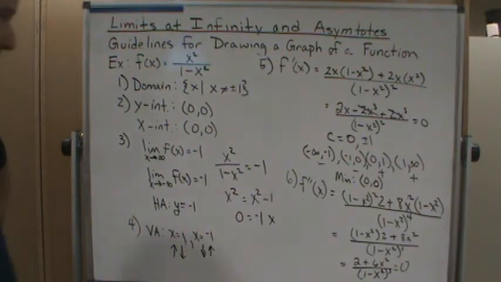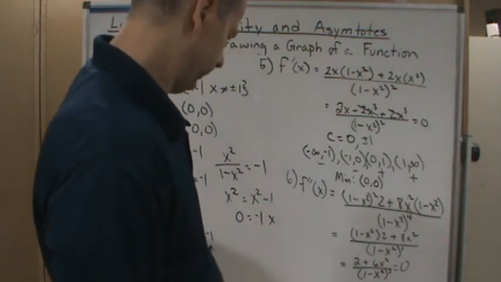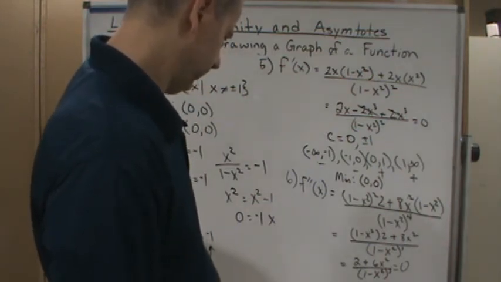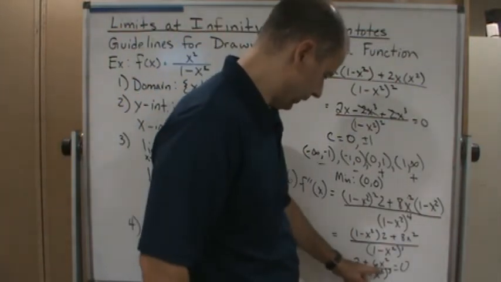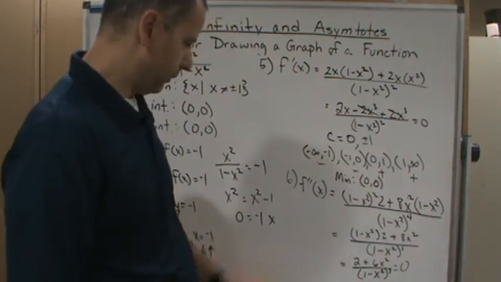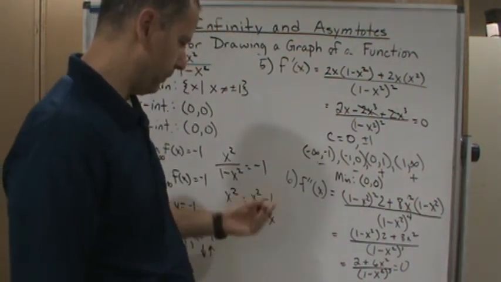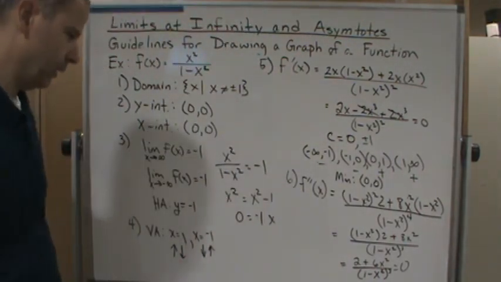So the top, well, the top will never equal 0 because I've got x squared here. So there's no number that I'm going to be able to put in to get a negative number. So I'm not going to get 0. So there's no value that's going to give me 0.